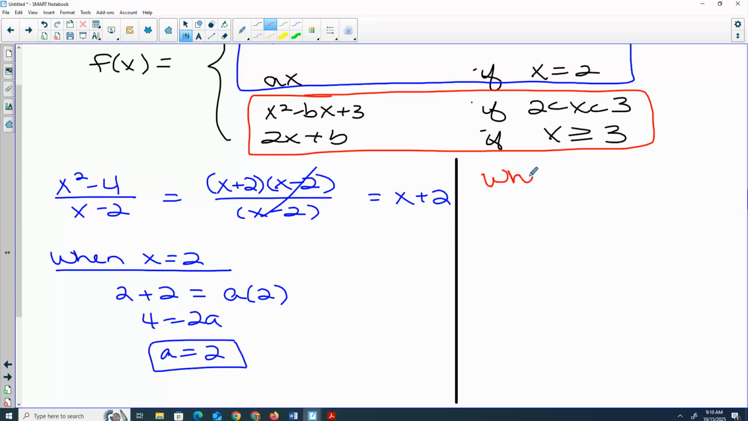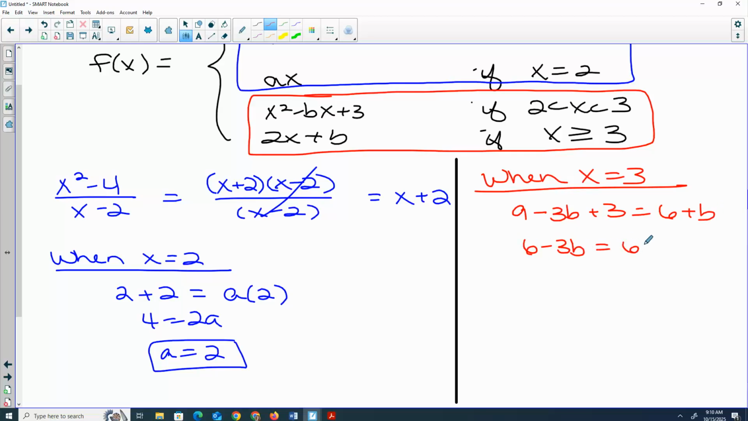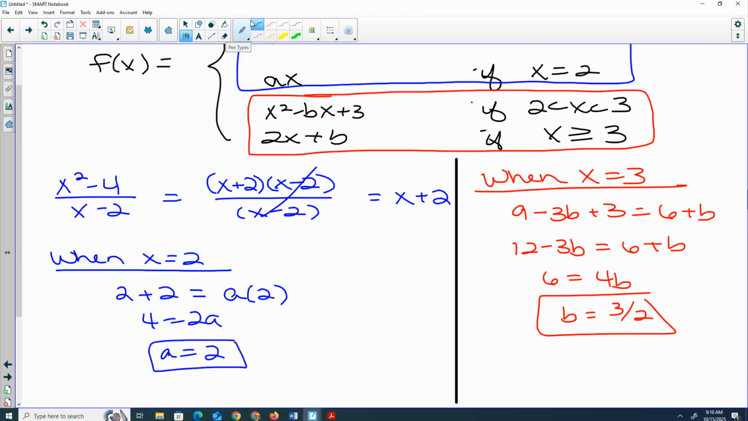So when x is 3, we get 9 minus 3b plus 3 has to equal 6 plus b. That's 12. Okay, so if I subtract my 6 out of my 3b, divide by 4, so b is 3/2. So in order to make these continuous, so that when I graph it the pieces connect, a has to be 2 and b has to equal 3/2.